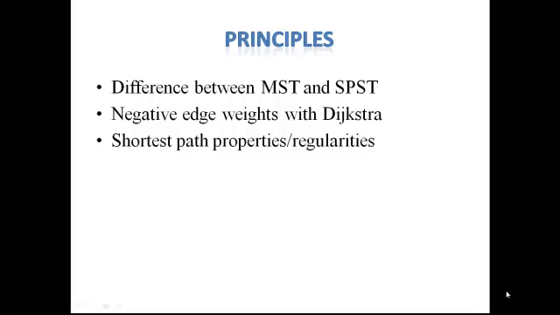the students should be able to differentiate between minimum spanning tree and shortest path spanning tree. They should be able to realize the problems with Dijkstra if the graph contains negative edge weights, and they should be able to realize the shortest path properties and relativity.